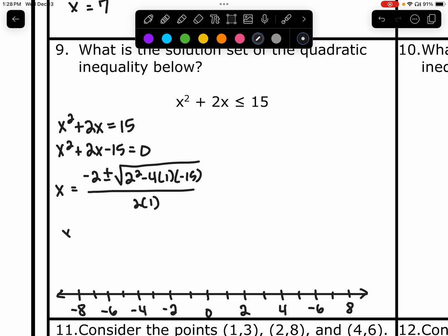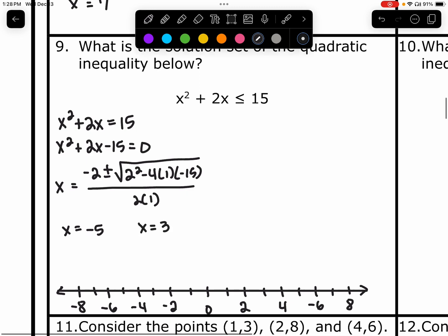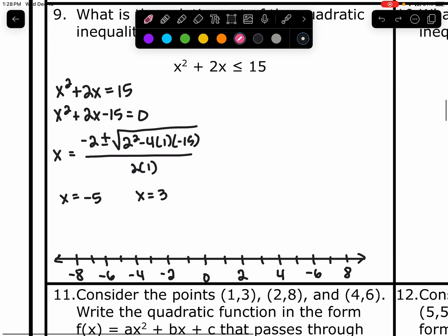And if you use either method, you should get the same solutions, -5 and 3. Since this says less than or equal to, it's going to be a closed point. So color that point in and put it on your graph. All right, now we're going to check each interval.